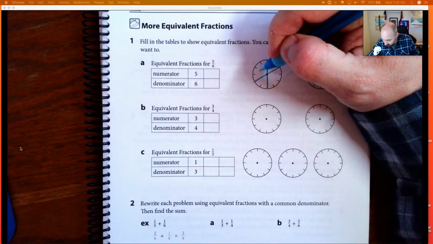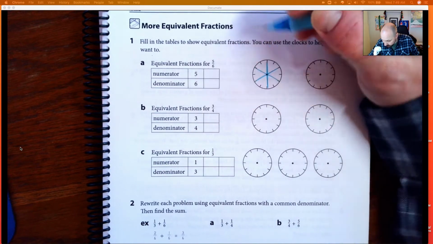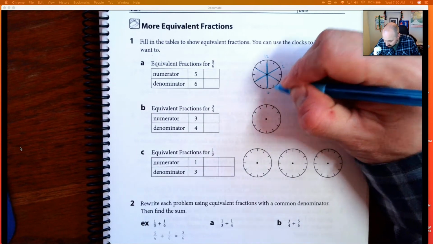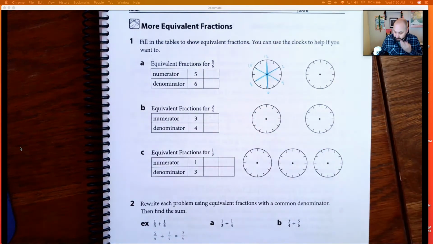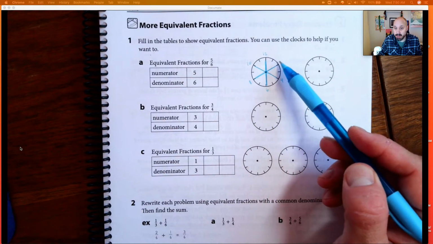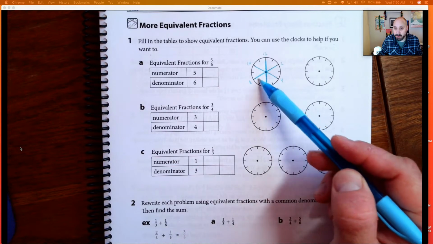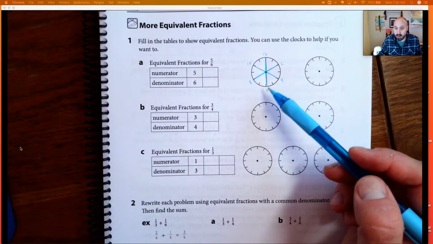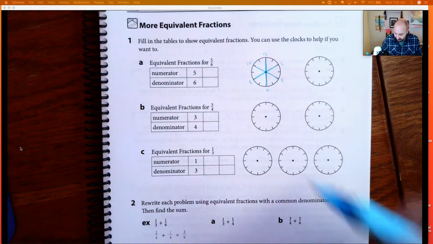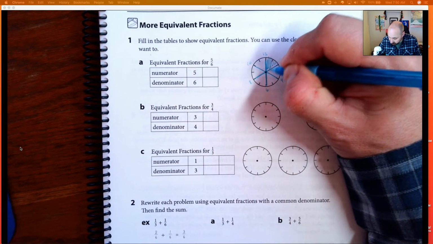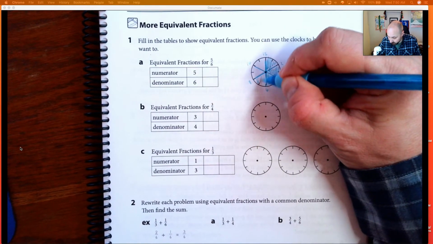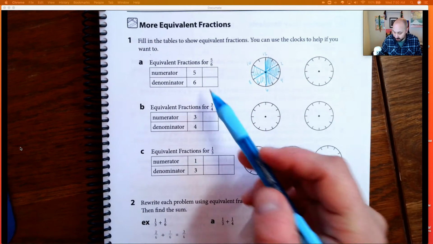If we cut this clock into sixths, we go from 1, 2, 4, 6. These markers here are the times of the clock. So if we go 12, 1, 2, 3, 4, I just put the numbers so we could remind ourselves what those are. So this clock is cut into sixths. And if I shade in 5 of our parts, 1, 2, 3, 4, 5, that represents 5/6.